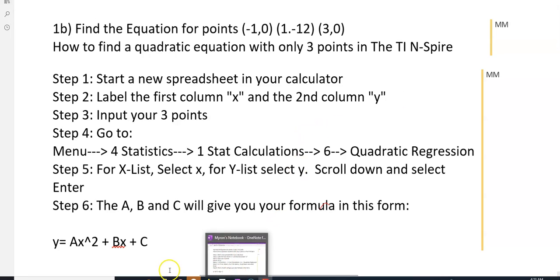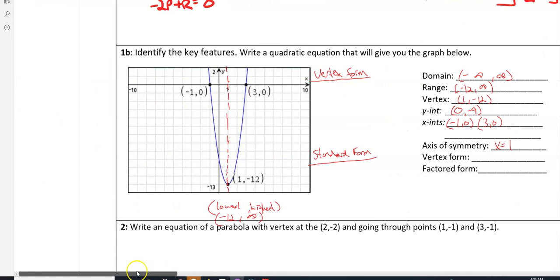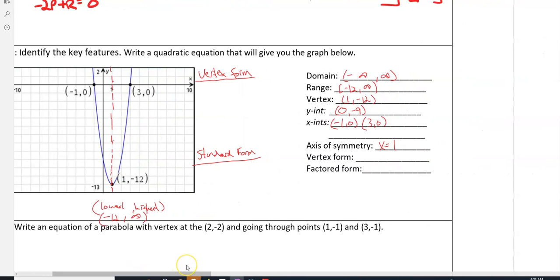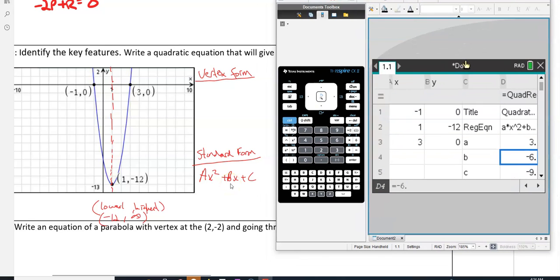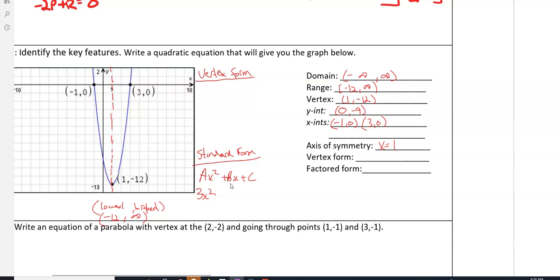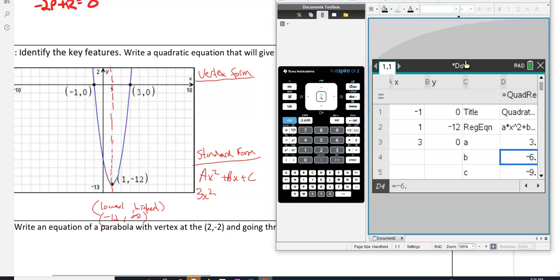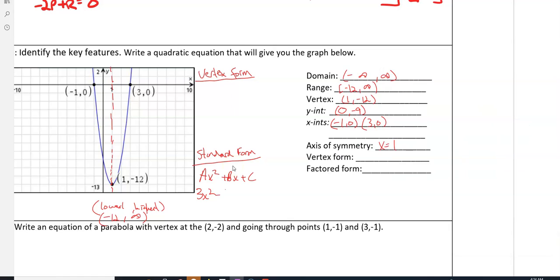And so when I go back to write my formula, remember it is ax squared plus bx plus c, which, if I bring it up on the calculator, would be 3x squared minus 6x minus 9. And that is my standard form equation. All right.